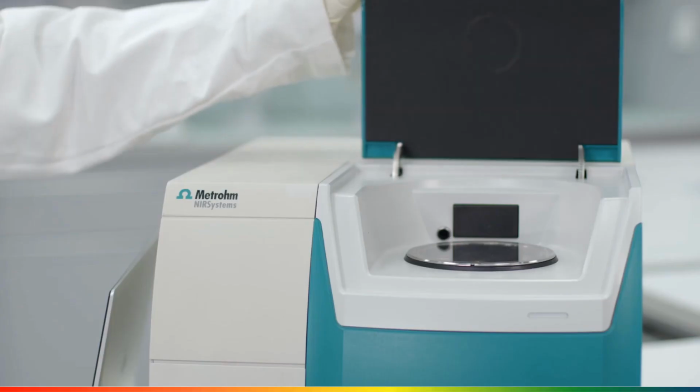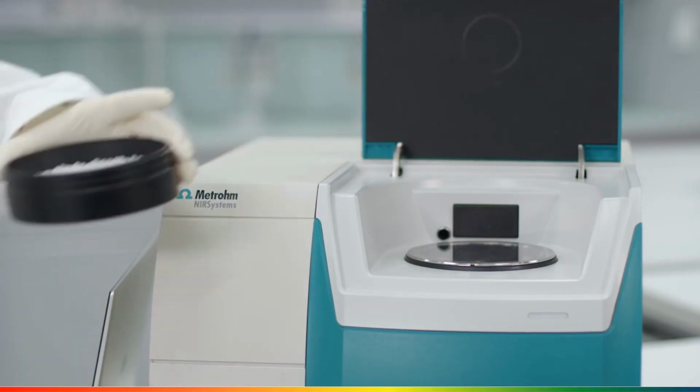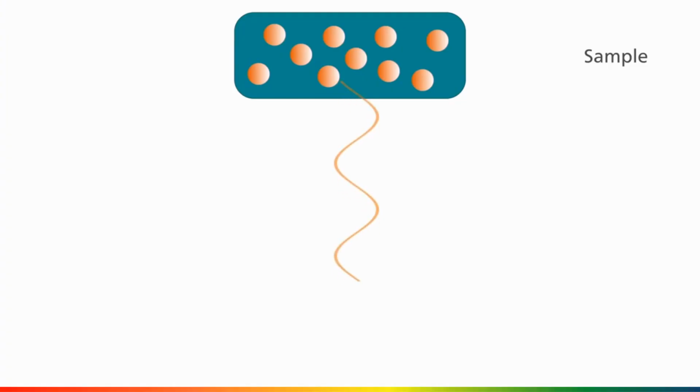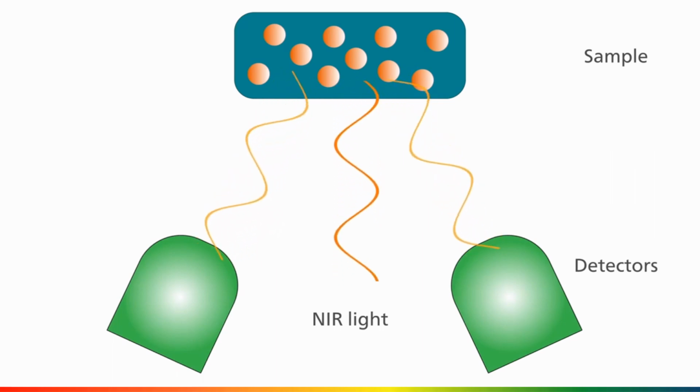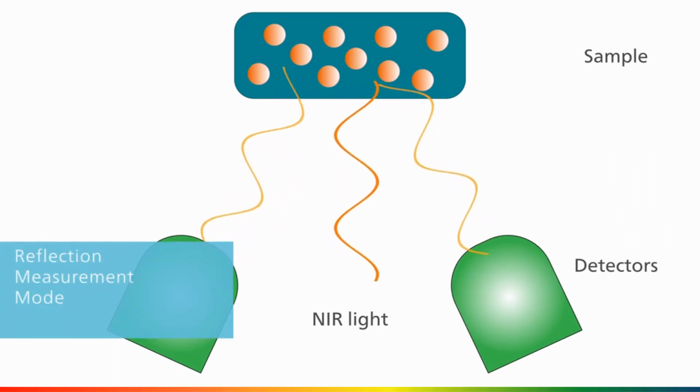Solid samples are typically measured with the diffuse reflection mode. The NIR light penetrates into the sample and interacts with it. Parts of this light are absorbed while unabsorbed NIR light is reflected back to the detector.